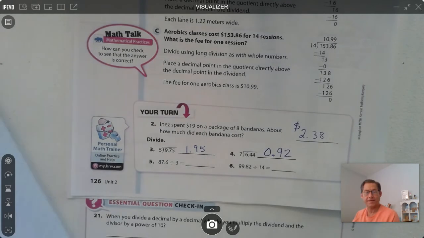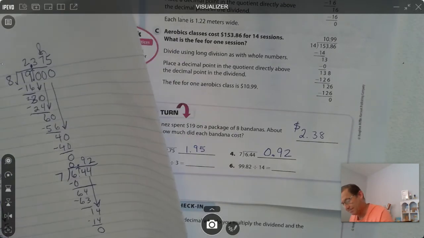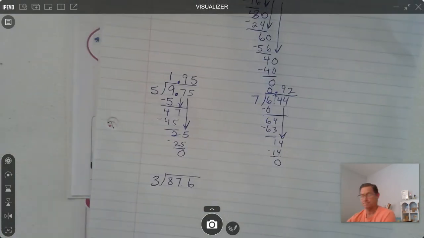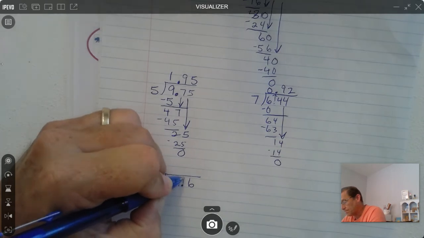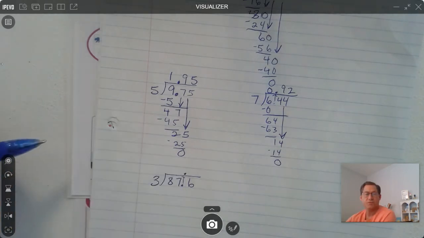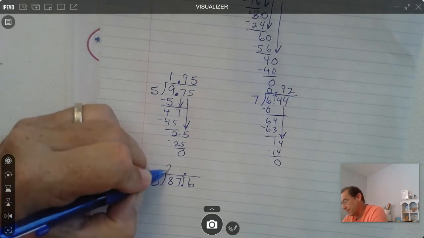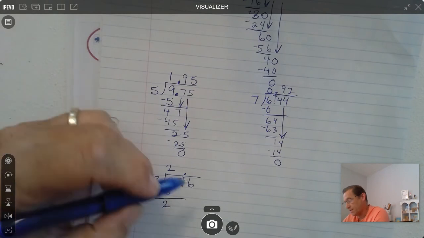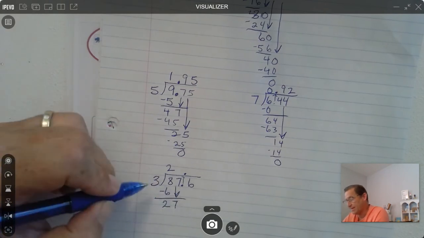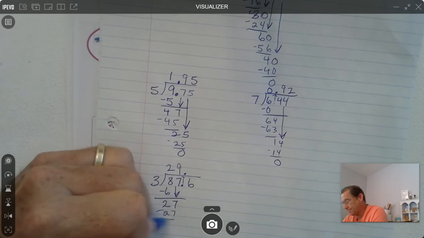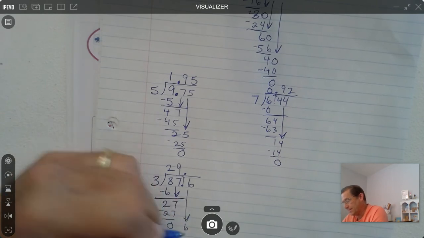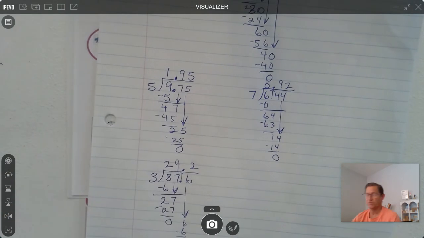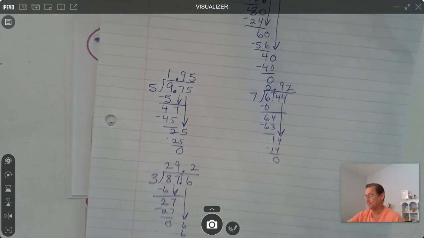Number 5, 87 and 6/10 divided by 3. So bring the decimal point straight up into the quotient. 3 times 2 is the closest we can get to 8, with a remainder of 2. Bring down the 7. 9 times 3 is 27. And bring down the 6/10. Well, 3 times 2 is 6. So we get 29 and 2/10.